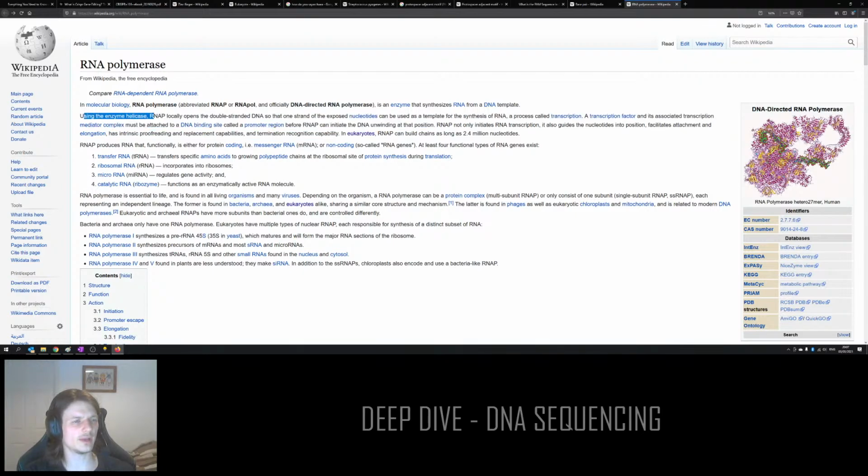This is the stuff. Using the enzyme helicase, RNAP locally opens the double-stranded DNA so that one strand of the exposed nucleotides can be used as a template for the synthesis of RNA. One strand. Oh, okay, I see. So when the DNA is cut, one strand of it, using helicase, exposes the nucleotides so that one of them could be used as a template for the synthesis of RNA. Okay, I see. Ooh, that's cool.